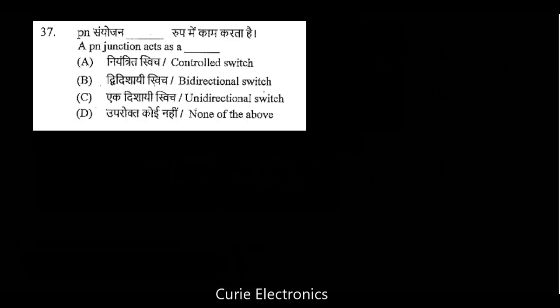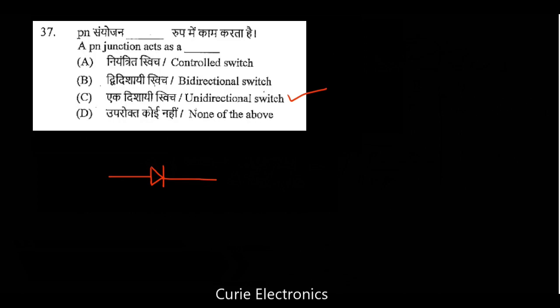Question number 37. A PN junction acts as a controlled switch? PN junction means a diode. See, it doesn't have a controlling element. There is no gate, so it's not a control switch. It's not bidirectional either. Diodes are unidirectional. The suitable option is unidirectional switch. It is uncontrolled.